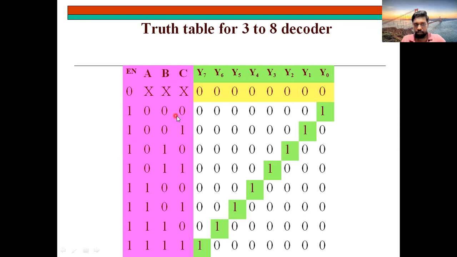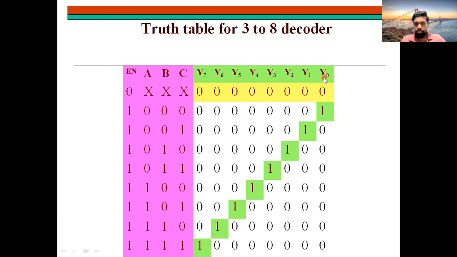So for the first input combination, the first output will be activated. For the second input combination, the second output will be activated. Third input combination, third one will be activated. Fourth input combination, fourth will be activated. For the fifth input combination, fifth will be activated. Like that, for the last, eighth combination, the eighth output Y7 is activated. Remember, for each and every combination, one among the 8 will be activated and the remaining 7 will be 0.